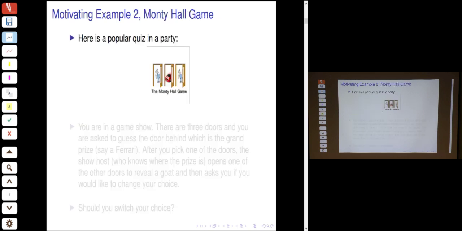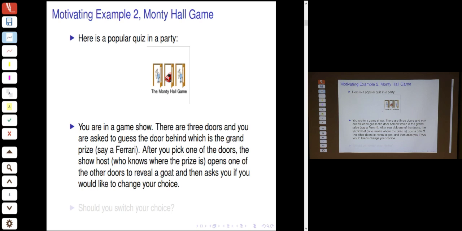Now the other example is more interesting, and now with the help of the internet, if you have a nice example, a nice problem, then it becomes well known. So most likely you have seen this before, but it's interesting. So let me go through this. Pretend you haven't seen it. Suppose there's a popular quiz in a party. This is also called the Monty Hall game.